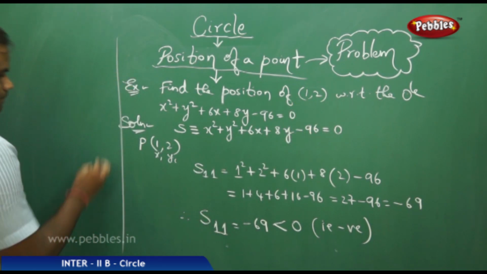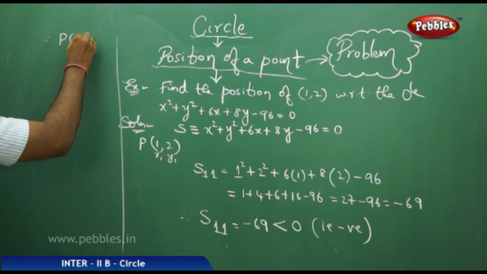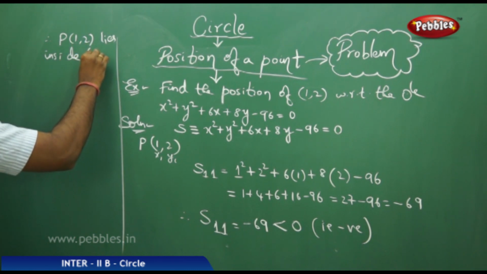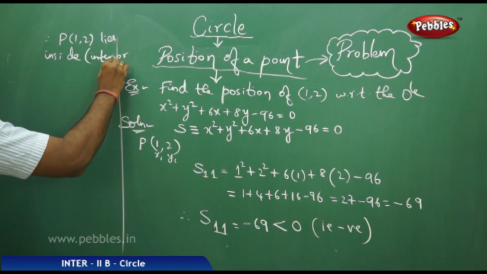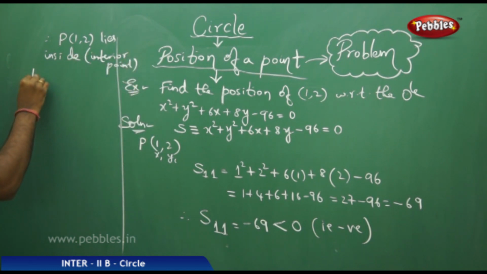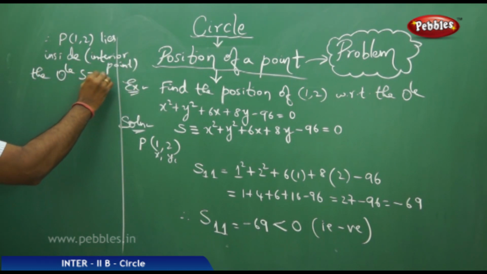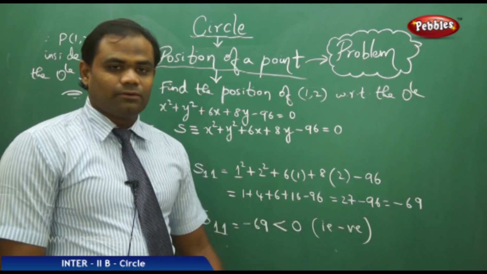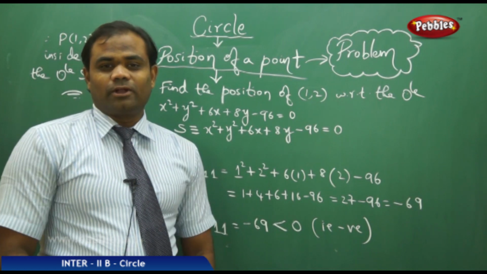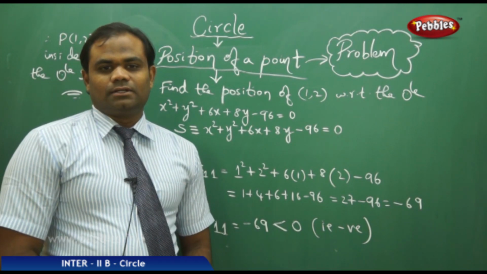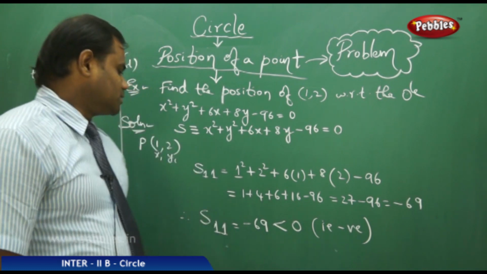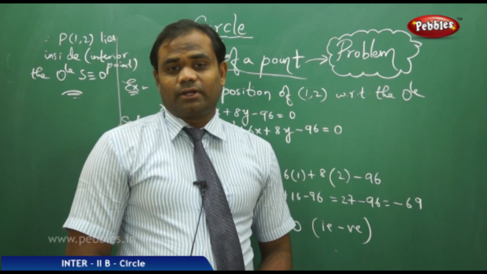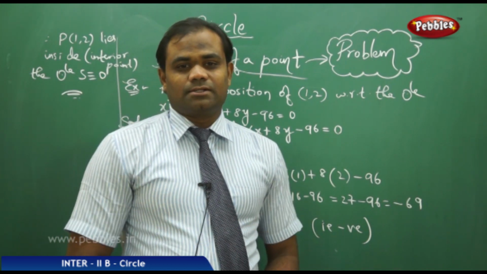Therefore P(1, 2) lies inside, or it is an interior point, lying inside the circle S equal to 0, is how we conclude. The negative value for S11 decides that the point lies inside the circle. So anytime we find the position, we just find S11, and the sign of S11 will decide whether the point lies inside, on, or outside the circle.